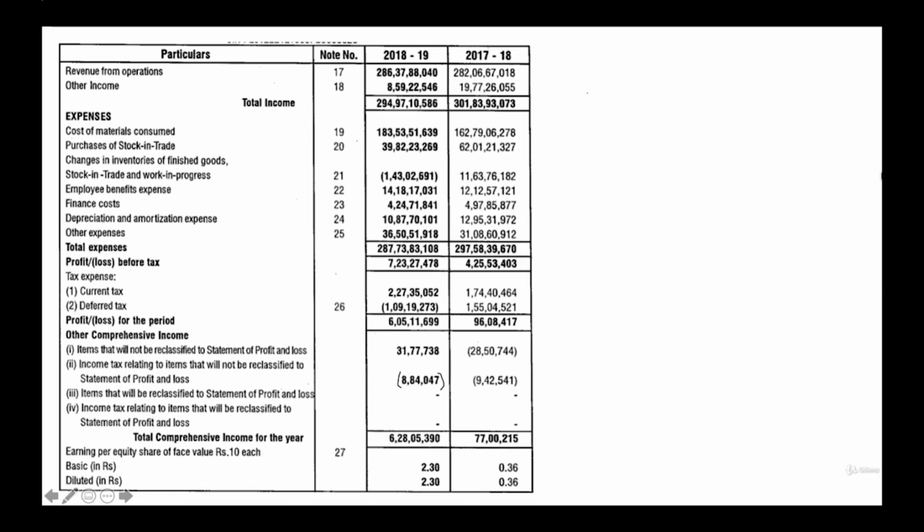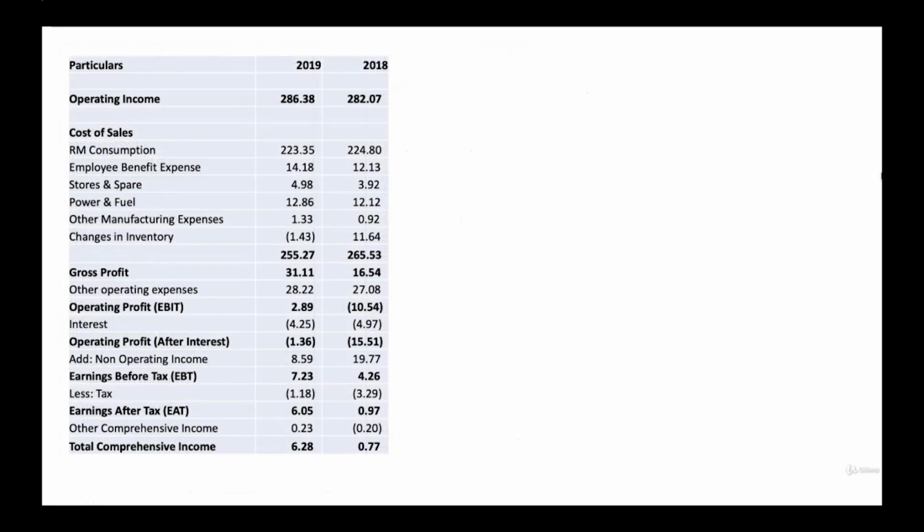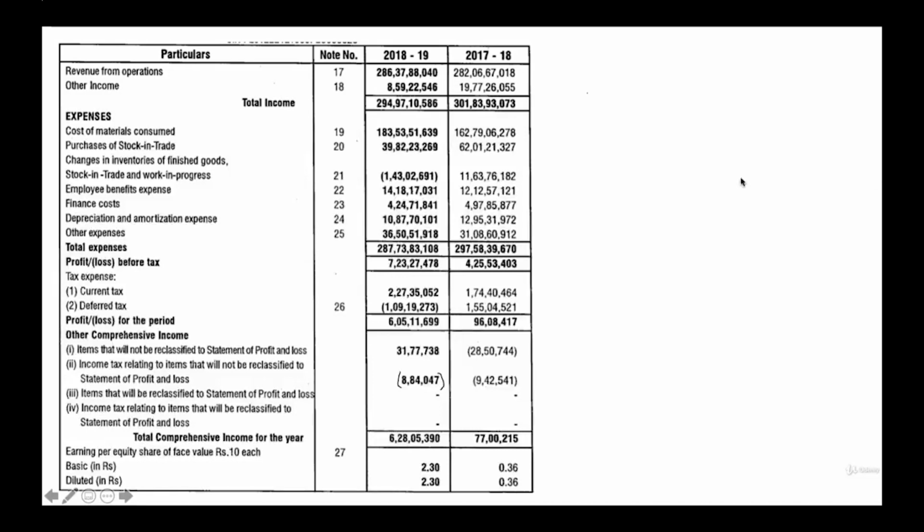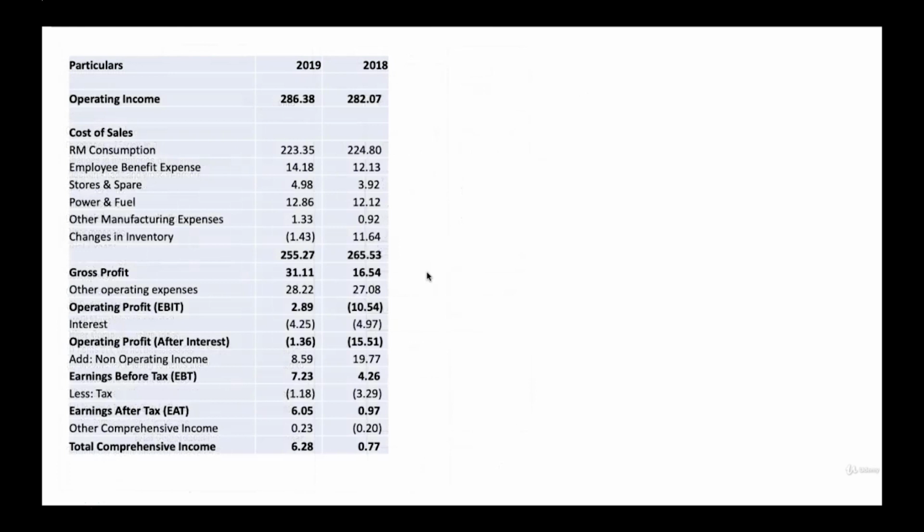So this is the income statement you are given, and we rearranged this income statement like this. If you look at this statement, what you can infer is they made a total income of 294 crore or 295, rounded off 302 crore, and they made a profit of 4.25 crore in the previous year, but it is 7.23 crore in the current year. Well and good. But if you want to know the real scenario, you should look at this.